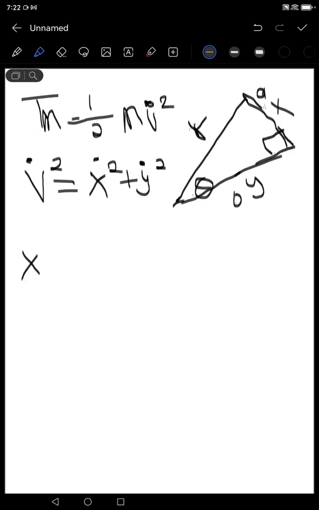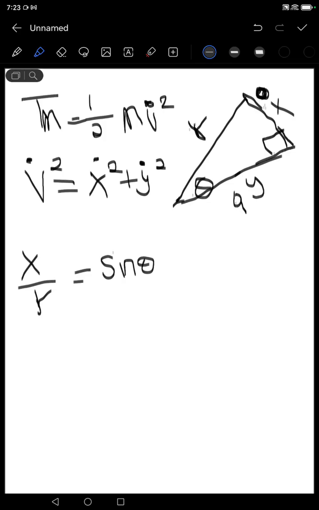Adjacent over... this one is adjacent, and then this one is gonna be opposite. And then our x is gonna be x over r. X over r is equal to opposite over hypotenuse, which is sine, so it's gonna be sine of theta.